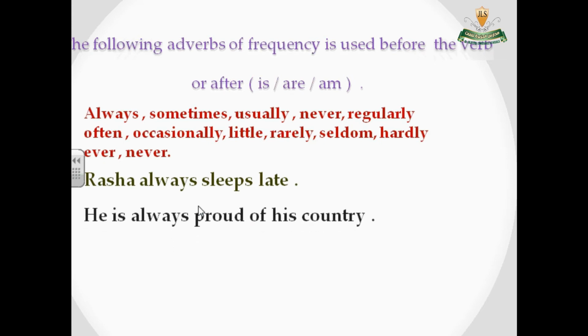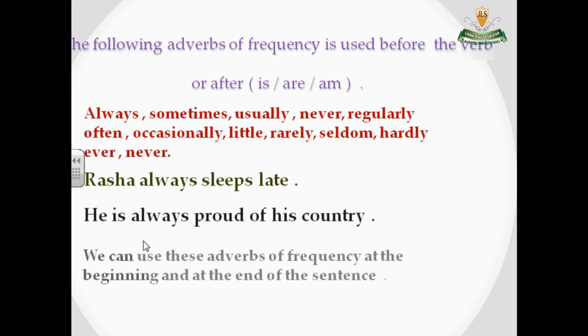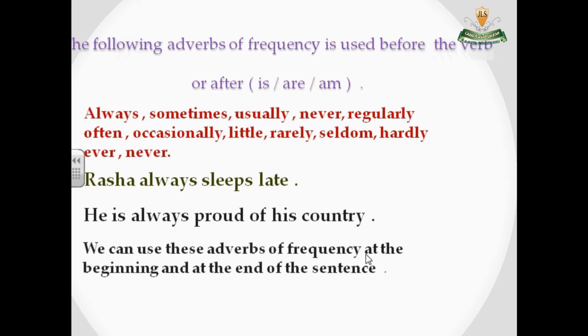And he is always proud of his country. I put it after the verb to be: is, are, or am. So, Russia always sleeps late. He is always proud of his country. And adverbs of frequency come, as you know, before the verb or after the verb to be. Sometimes the word sometimes can be at the beginning of the sentence or at the end of the sentence. We can use these adverbs of frequency at the beginning and at the end of the sentence.